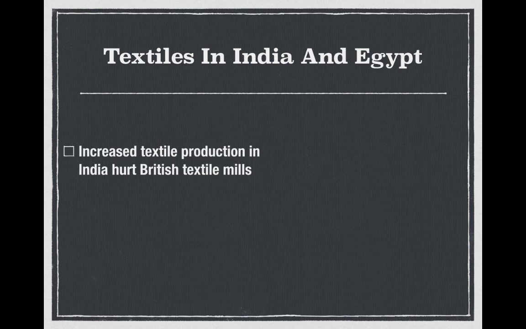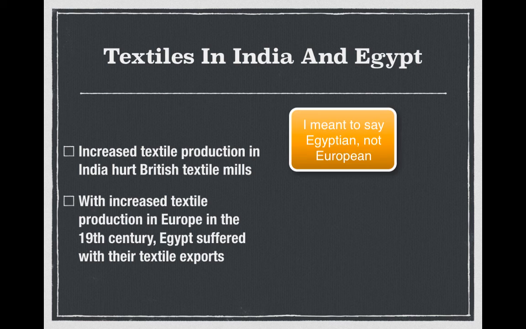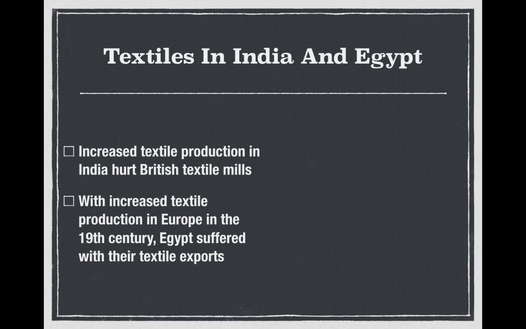Textiles in India and Egypt. Increased textile production in India will hurt British textile mills. And increased textile production in Europe in the 19th century will hurt European textile imports. So we begin to see this shift from India and Egypt to Europe for textile production.